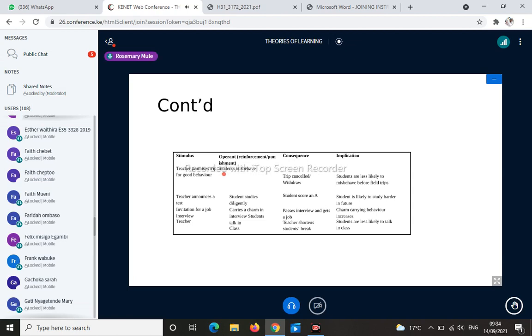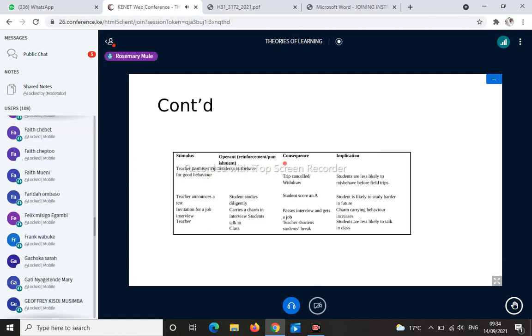Or what is the operant, or the reinforcement or the punishment? So this is a reinforcement or punishment. So teacher promises trip for good behavior. And then here we are seeing a student misbehave.